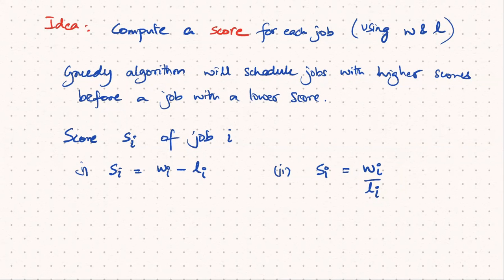It turns out that the one that works for us is this particular definition of the score. This other one, though it seems interesting, doesn't really work. I leave that as an exercise for you to figure out a counterexample: an assignment of lengths and weights for which this particular definition of a score will not give you an optimal solution. I highly encourage you to do this.